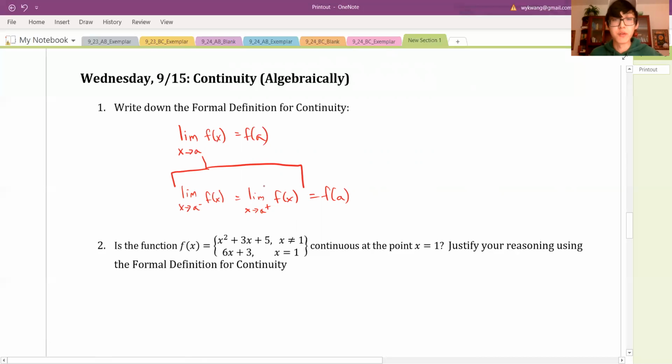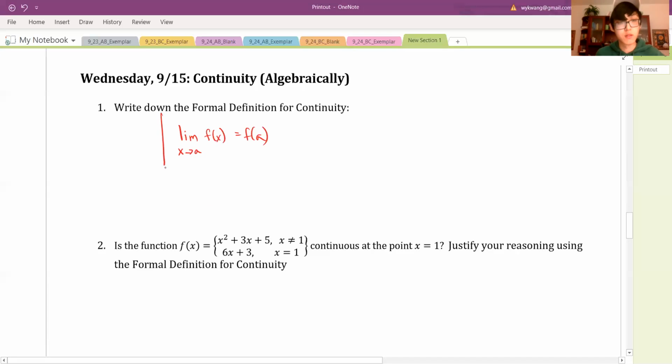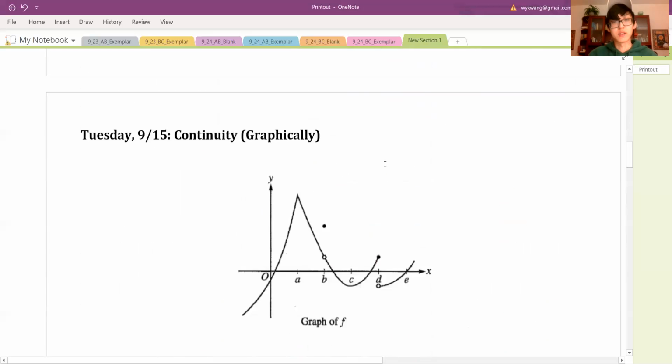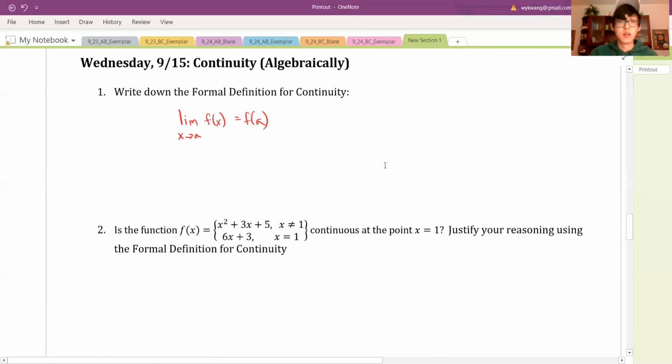So it's like we kind of shorthand it. We don't even draw it out like this, even though I think it makes more sense. We just combine those two into this. This is the formal definition for continuity. So the two-sided limit must equal the actual value of the function. Yeah, hopefully that makes sense. I think we did a bunch of continuity problems here.